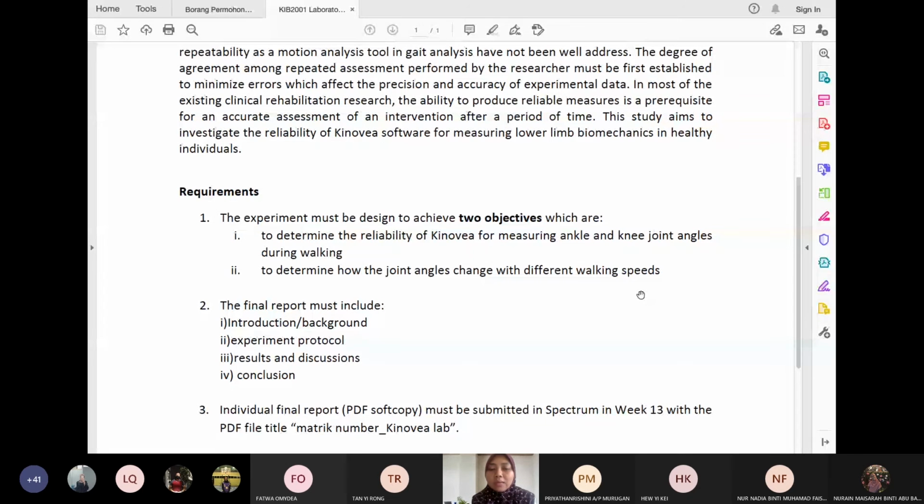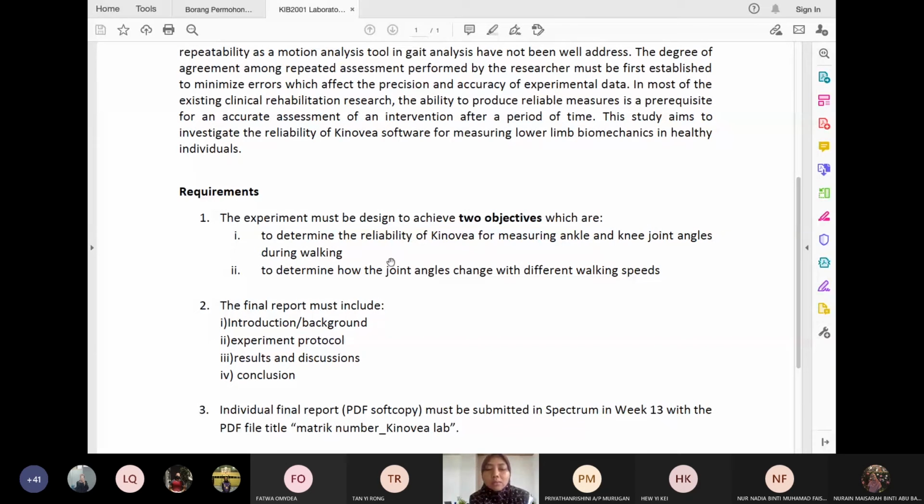For the second objective, the only thing that you need to see is how the joint angle changes when you change the velocity of your walking speed, how the joint angle will change with the speed. So these are the two objectives that you need to have in your report or in your experiment.